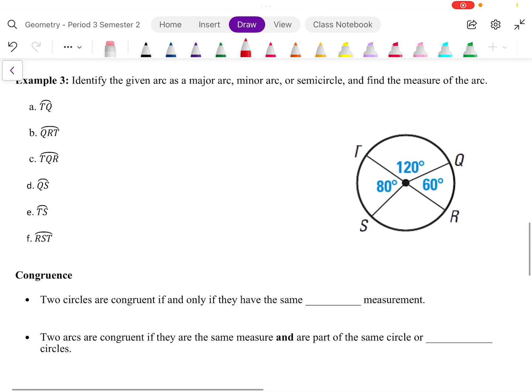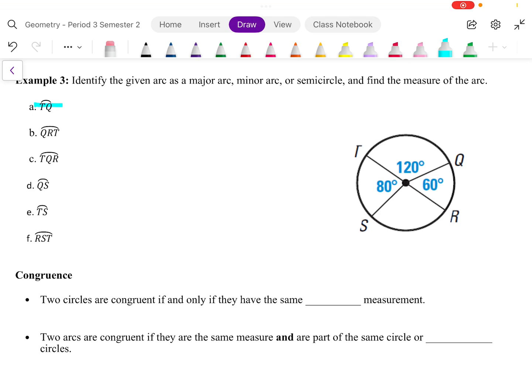All right, looking at our next example, if you feel like you understand this pretty well, you can skip this part of the video and continue on to the next part. If you would like to fill in this example, you can do that as well.